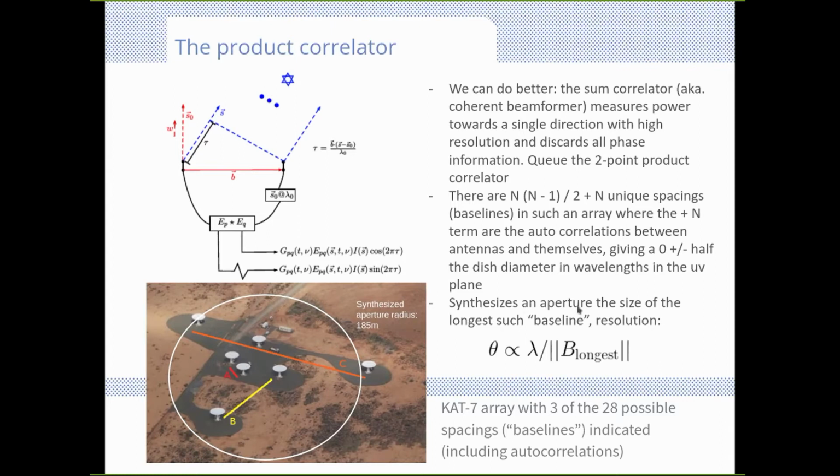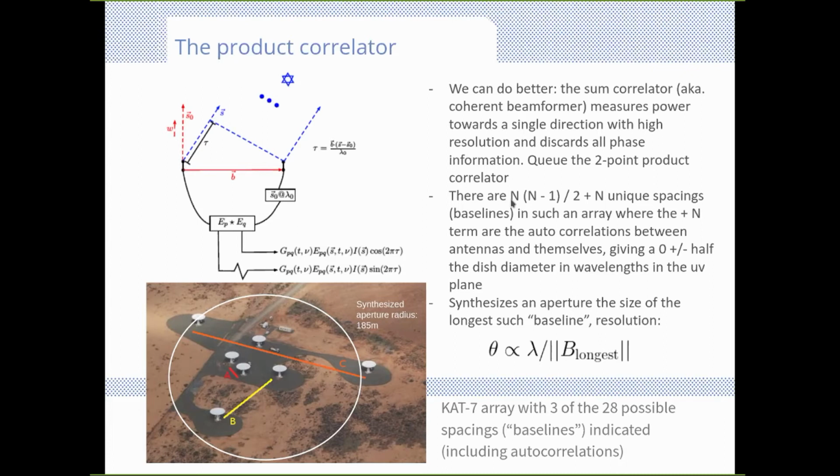As we said before, this essentially synthesizes an unfilled aperture, where the aperture size depends on the longest spacing. So B longest here is given by this here, and it's about 185 meters in the case of Cat7. So the resolution is going to roughly scale as the observing wavelength over this longest spacing. Here I'm just showing 3 of the possible 28 such spacings. How do I get to 28? Well, there are n times n minus 1 over 2 plus n unique spacings or baselines in such an array.